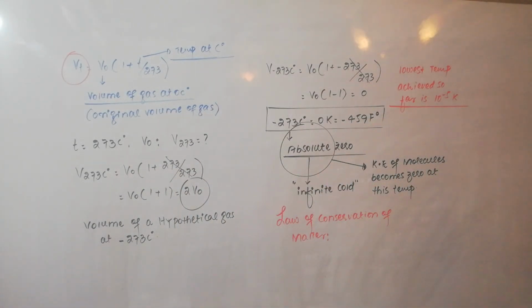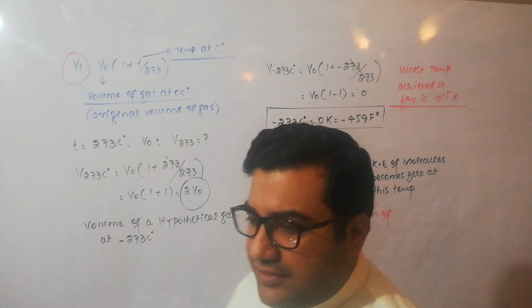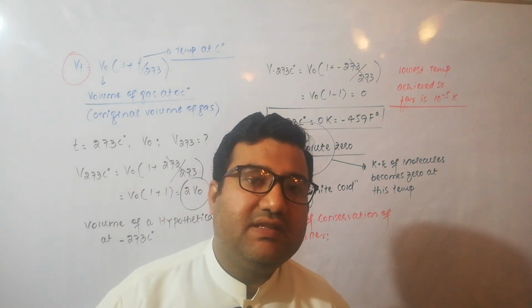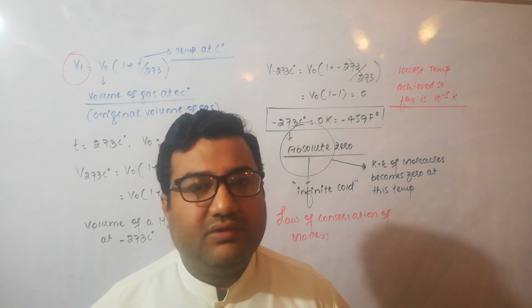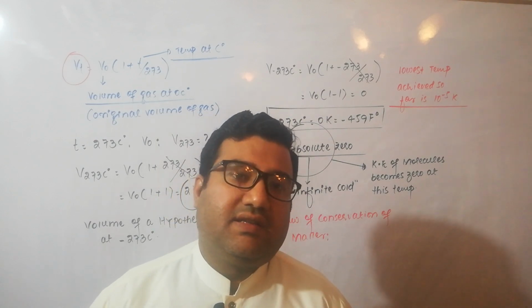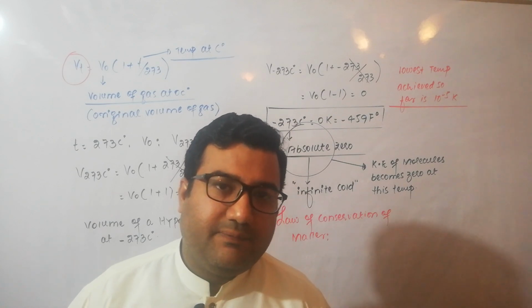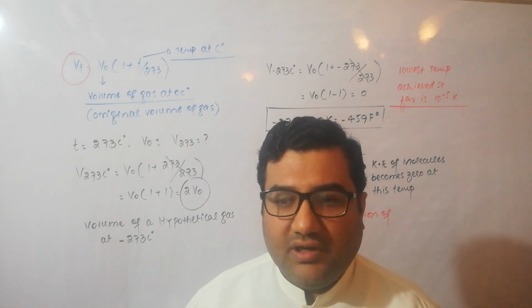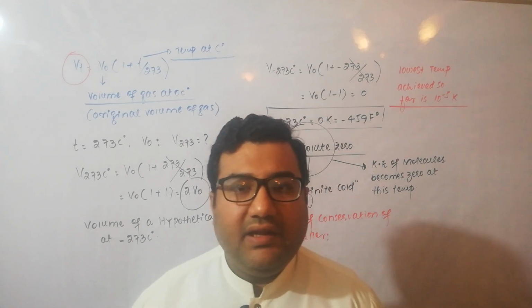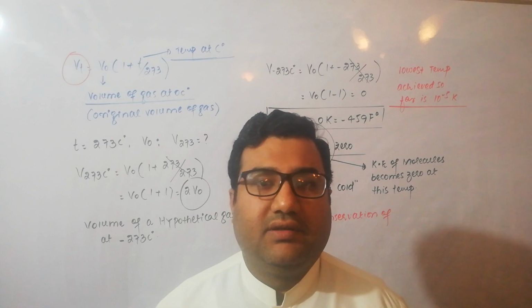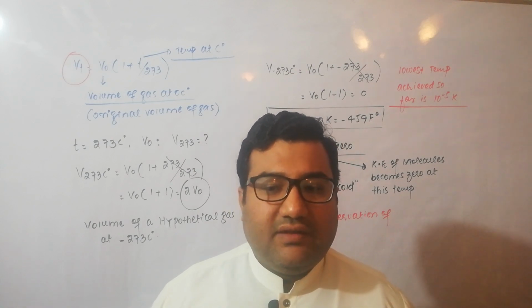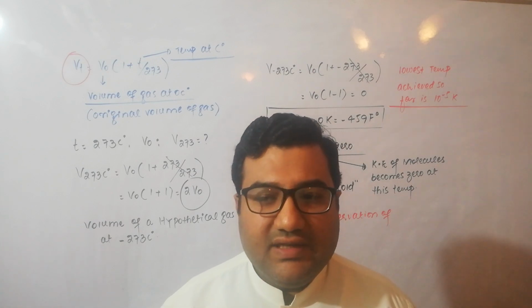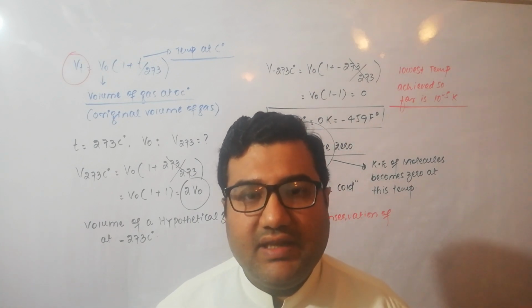Now, why is the Kelvin scale called the absolute scale? Because the reference point of the Kelvin scale is absolute zero. That's why it is called the absolute scale of temperature. While the reference points of the degree Celsius and degree Fahrenheit are the melting and boiling points of water, or you can say the freezing point and boiling point of water. So the reference in degree Celsius and degree Fahrenheit is water.